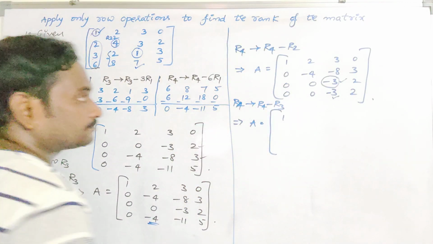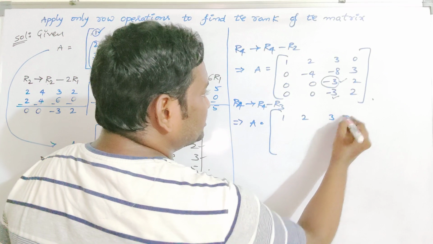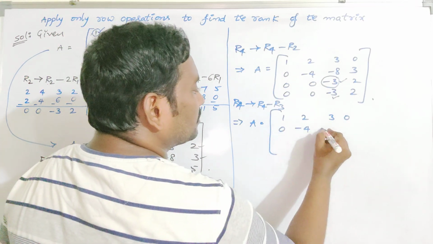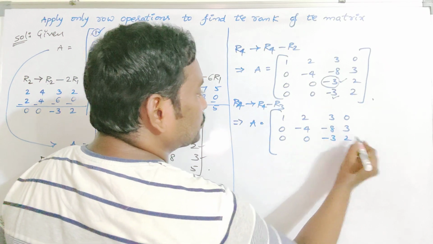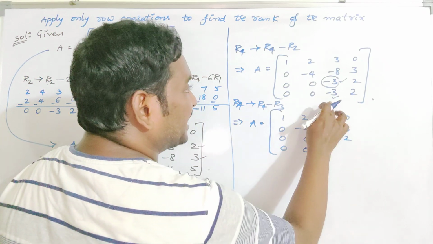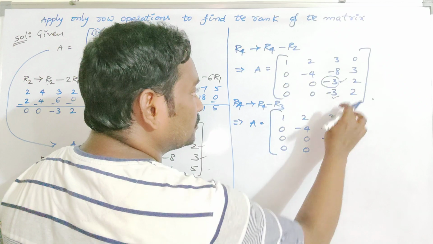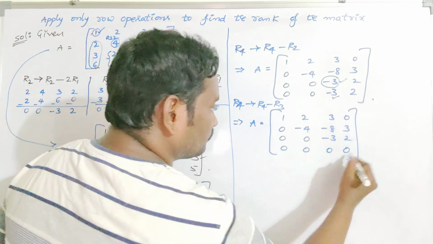Okay. 1, 2, 3, 0. 0, minus 4, minus 8, 3. 0, 0, minus 3, 2. 0, 0, minus 3 minus of minus 3, plus 3, that is 0. And 2 minus 2, that is 0.